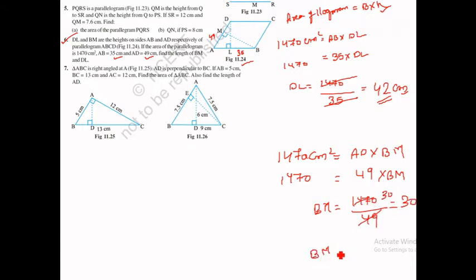So BM equals 30 centimeter. Done. Next we go to question number 7.